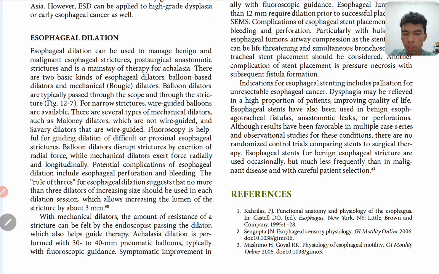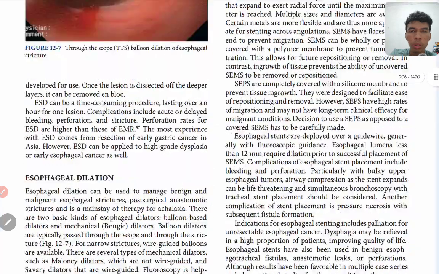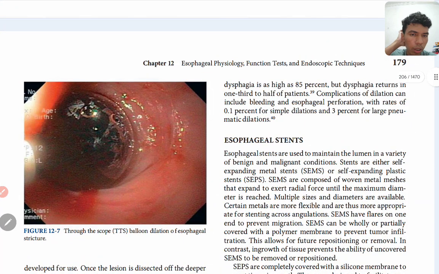Achalasia dilation is performed with 30 to 40 millimeter pneumatic balloons, typically with fluoroscopic guidance. Symptomatic improvement in dysphagia is as high as 85%, but dysphagia returns in one third to half of patients. Complications of dilation can include bleeding and esophageal perforation, with rates of 0.1% for simple dilation and 3% for large pneumatic dilation.